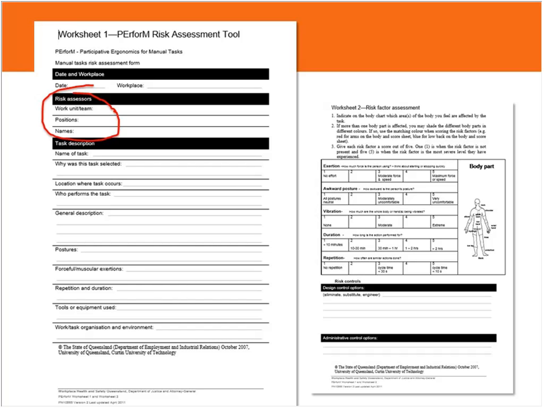Now, it's good to show on the form who you've consulted with, who's been part of that process, and you can see that it has a spot there for you to make that recording. Remember, consultation is one of the requirements under the workplace health and safety legislation. That is consultation with your workers. So you can put in the workers that were involved on Worksheet 1.